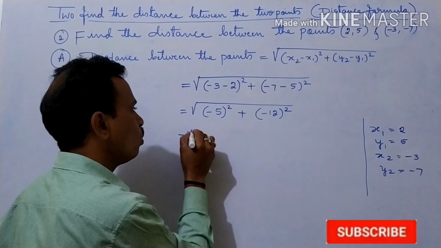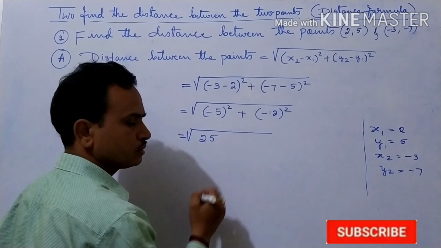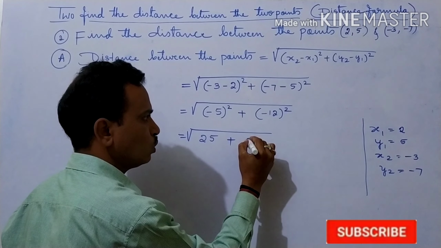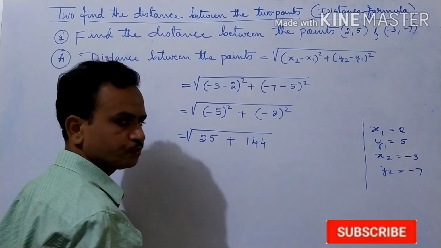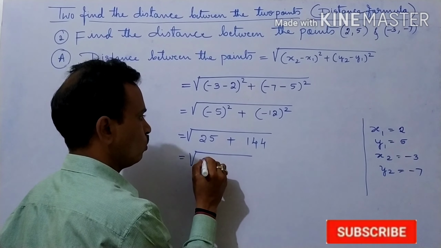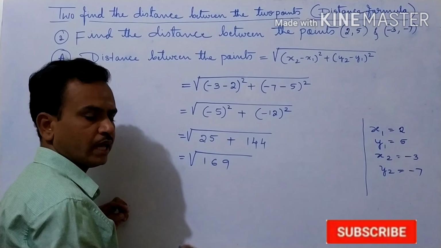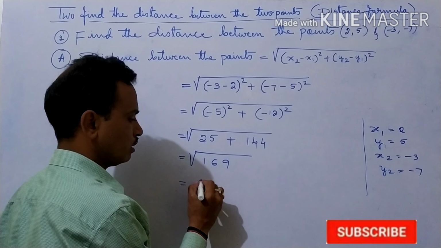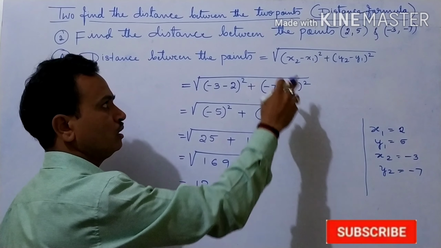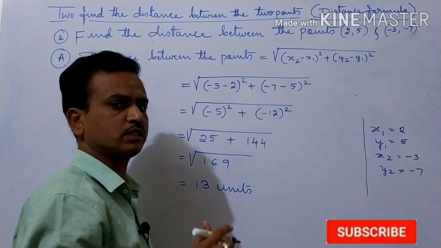Then minus 5 whole square becomes plus 25. Then minus 12 whole square, 12 twelves are 144. Now add these two, 25 plus 144, so 169. Now the square root of 169 is equal to 13 units. That means the distance between the two points is 13 units.